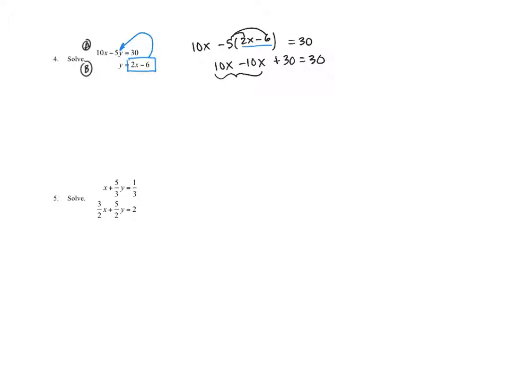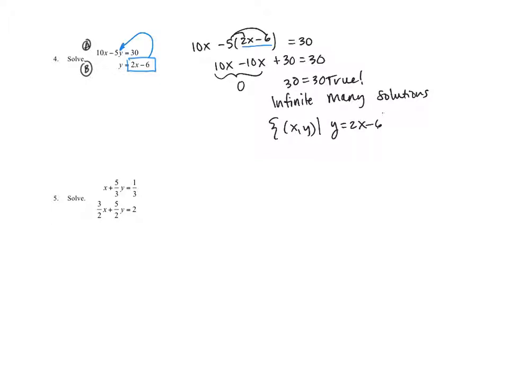So I've got 10x minus 10x plus 30 equals 30. And then 10x minus 10x, that's just 0. So I've got 30 equals 30. Now, that's always true. The variables disappeared, and 30 is always 30. It doesn't matter what your variables are. So there's an infinite number of solutions on here. And in fact, it's any x or y that make the equation y equals 2x minus 6 true, or the other equation. But it turns out these are just exactly the same equation.